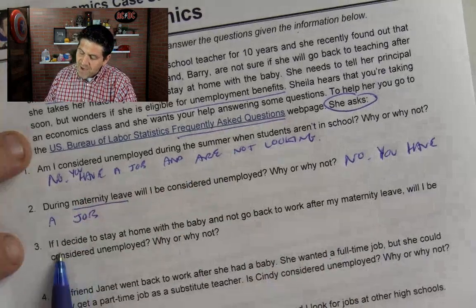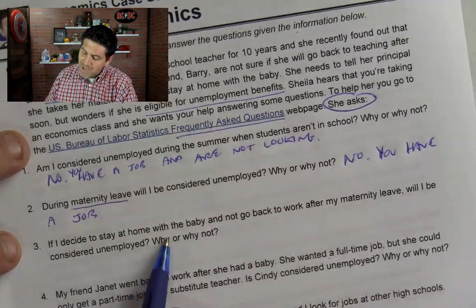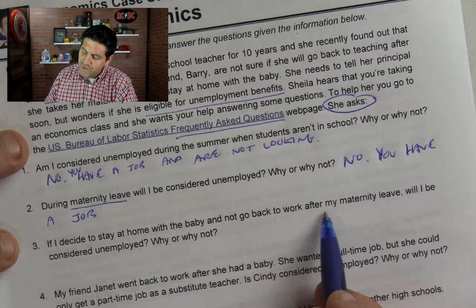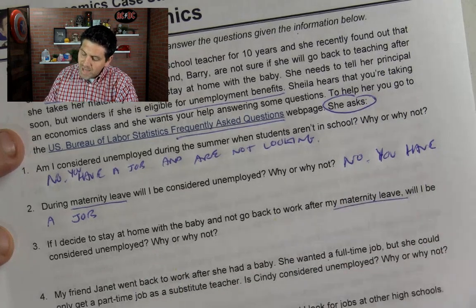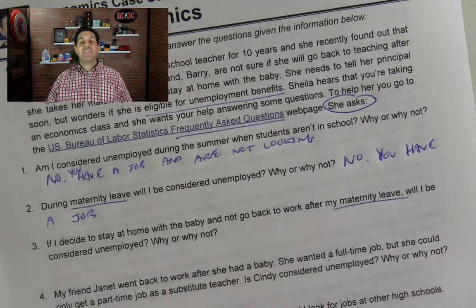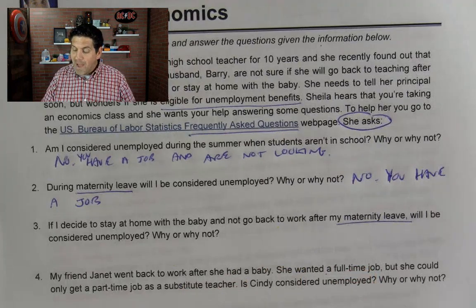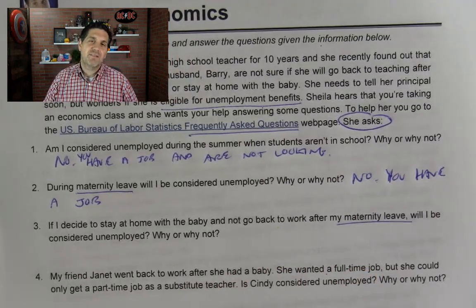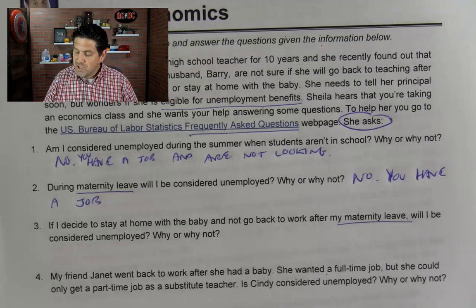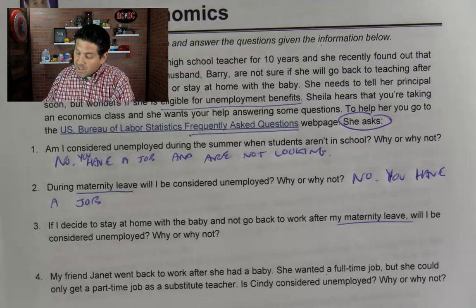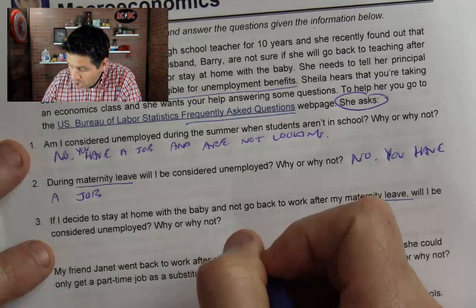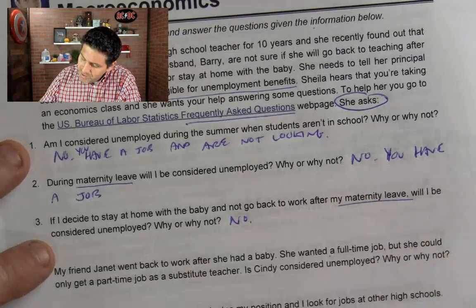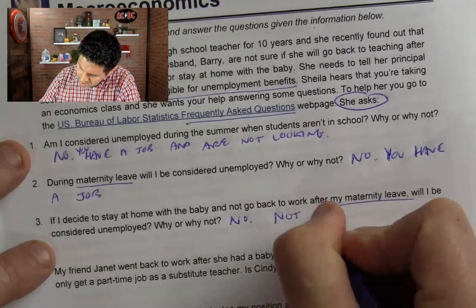Number 3, if I decide to stay home with the baby and not go back to work after my maternity leave, will I be considered unemployed? All right, she keeps asking you these questions, right? How about if she decides not to come to work? She goes, you know what? I like having a baby. I'm going to stay at home for maybe a year or two. I'm just not going to go back to work. Considered unemployed? What do you think? Yes, no? The answer is no. No, not in the labor force.